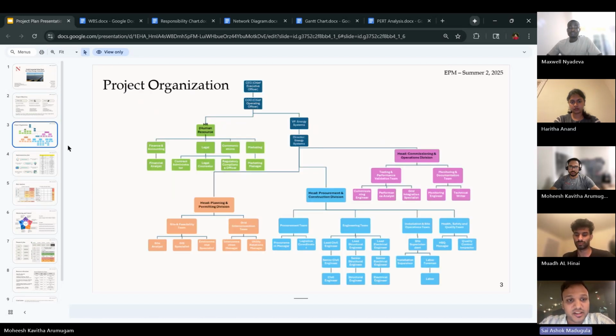The next slide is the project organization. This chart shows our project structure. At the top, the leadership oversees three main divisions: planning and permitting, procurement and construction, and commissioning and operations. Planning covers site and regulatory work. Procurement manages logistics and engineering, and commissioning handles testing, grid integration, and monitoring. Supporting teams in HR, finance, legal, and marketing ensure smooth end-to-end execution. If we follow this, we'll have a very clean project delivery.